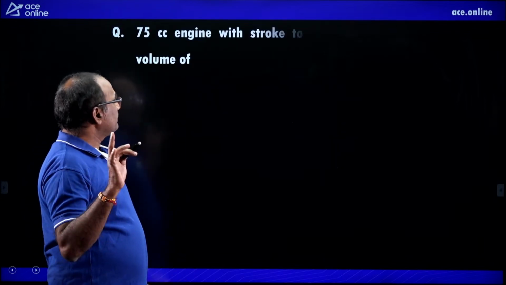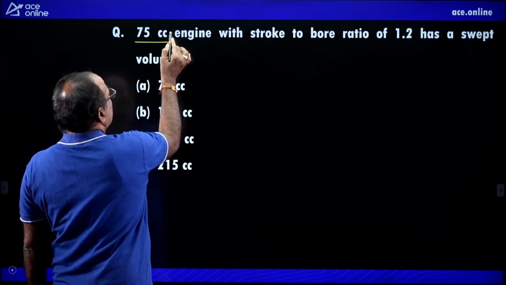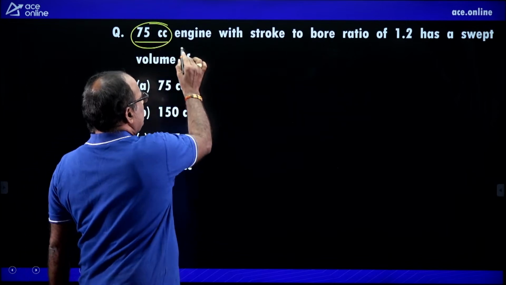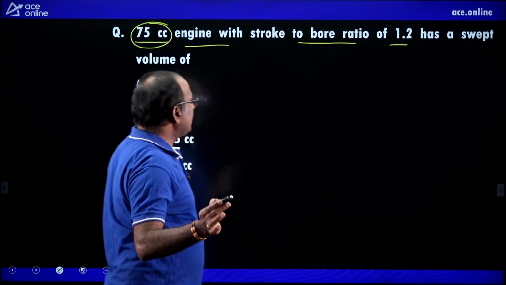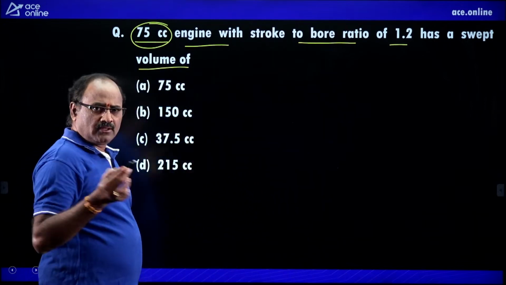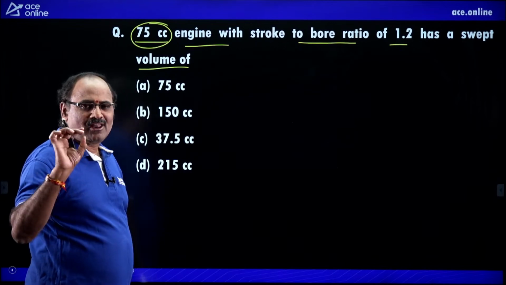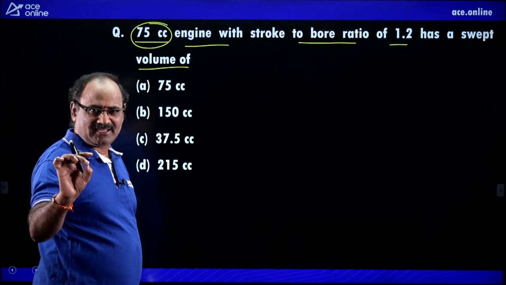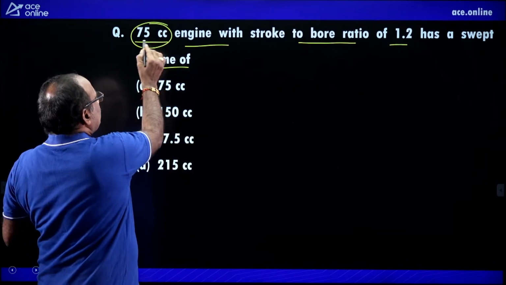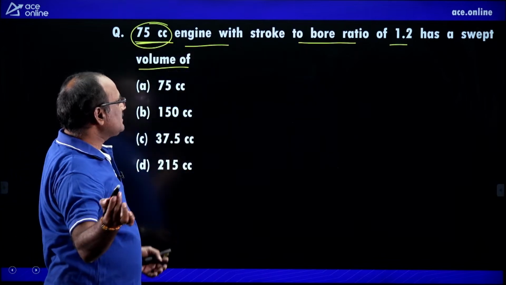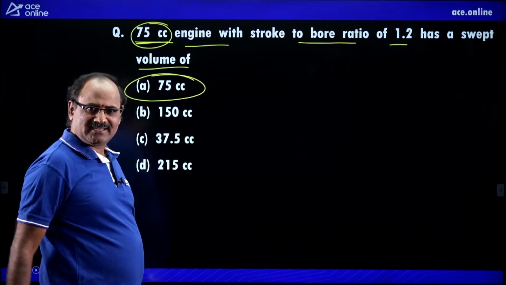Similarly, have the next question. Try to read it clearly. It is asked like this: a 75 cc, that means cubic centimeter, engine with a stroke to bore ratio of 1.2 has a swept volume of. Dear friends, remember the swept volume itself is treated as engine capacity. The swept volume itself is the capacity of the engine. Therefore, the capacity of the engine is 75 cc. Therefore, swept volume is 75 cc.